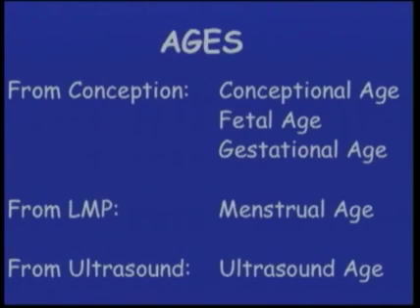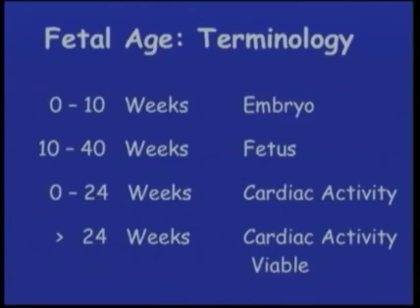Now, we talk about different ages for the fetus. From conception, we often call it conceptual age or fetal age or gestational age. And from the last menstrual period, menstrual age. Ultrasound, we often call it ultrasound age. And when we began doing ultrasound, we started talking about the gestational age based on the last menstrual period. So there's a little bit of confusion in what each of these mean.